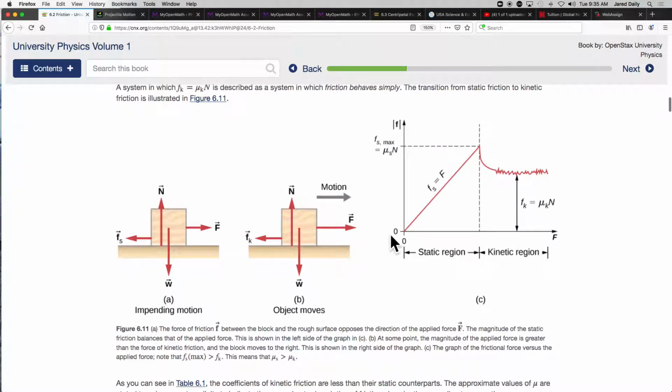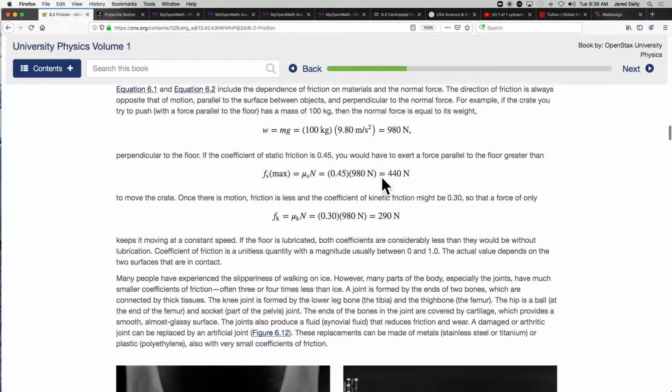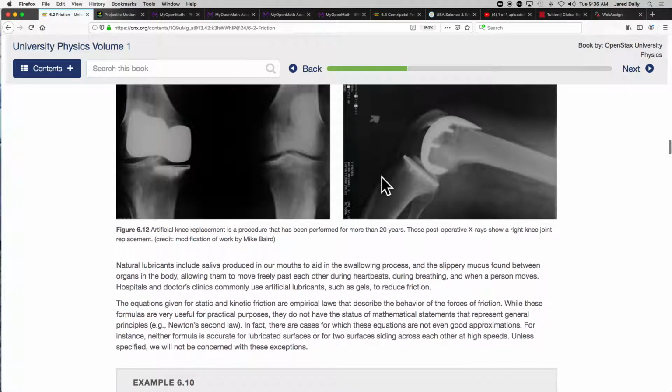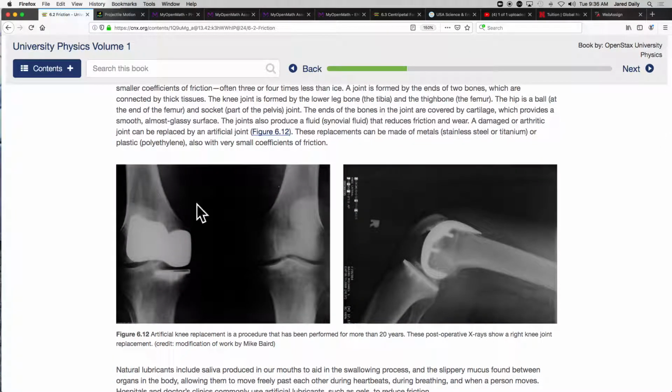So while the object's not moving and you apply a force to it, if you start pushing with this force here, the static frictional force increases and increases and increases until it gets to its maximum. And then after that, when it starts moving, it drops down to a slightly lower level and has this kind of steady friction depending on the materials that are rubbing against each other. Here they actually show the artificial knee replacement right there. Here's the real knee, here's the fake knee.